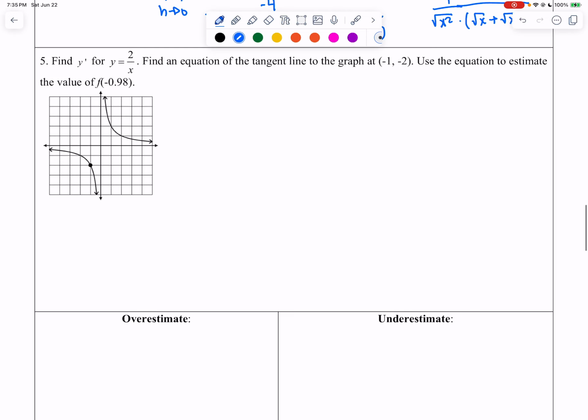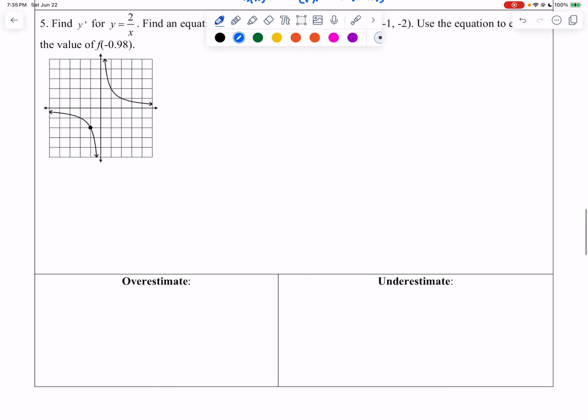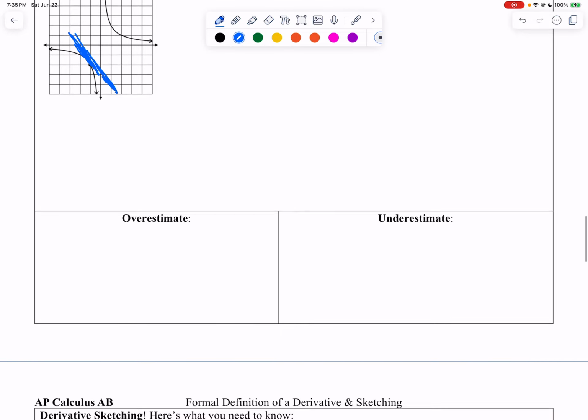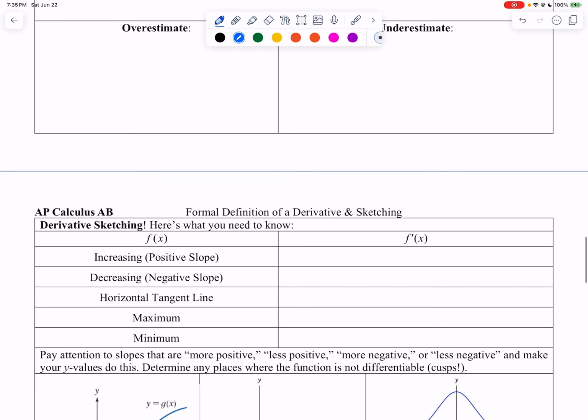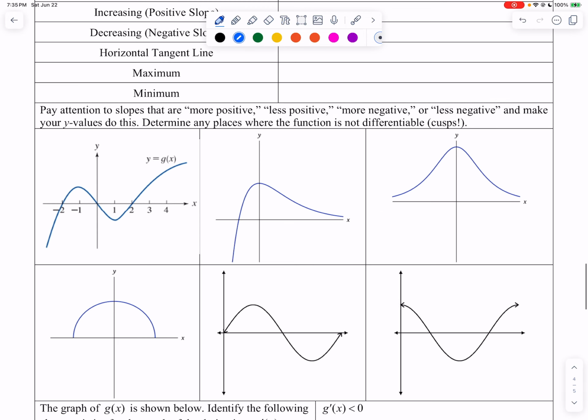There's also one thing that we didn't really talk about, which was an overestimate, which is actually what number 5 was going to be, because here your tangent line was going to look something like this right here, where it's above the graph. So an overestimate is an estimate that is greater than the actual value. And of course, like I said, the tangent line is going to be above the point slash the graph. All right, in the next video, we will talk about sketching derivatives and how to sketch them.